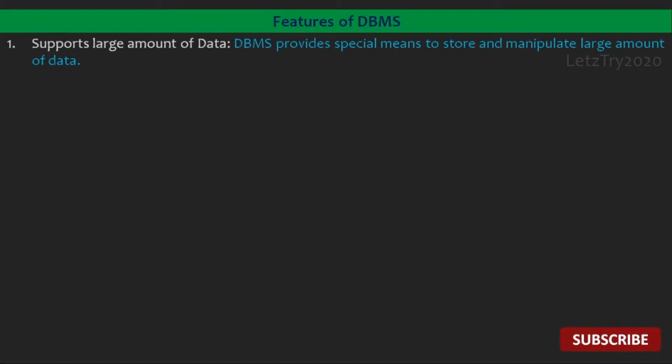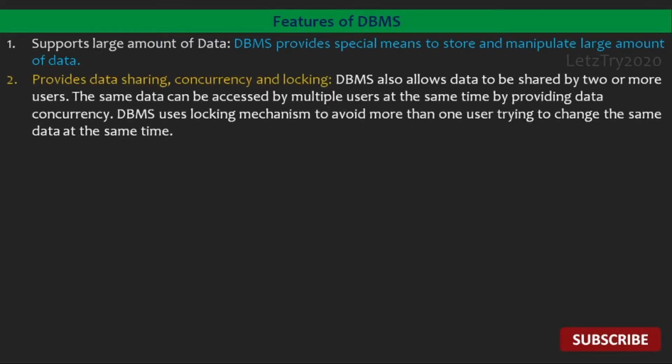Features of DBMS. First one, supports large amount of data. DBMS provides special means to store and manipulate large amount of data. Second one, provides data sharing, concurrency, and locking. DBMS also allows data to be shared by two or more users. The same data can be accessed by multiple users at the same time by providing data concurrency. DBMS uses locking mechanism to avoid more than one user trying to change the same data at the same time.